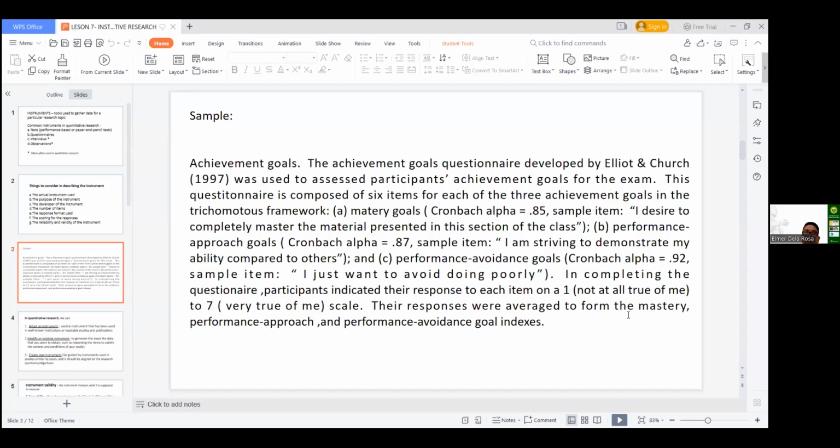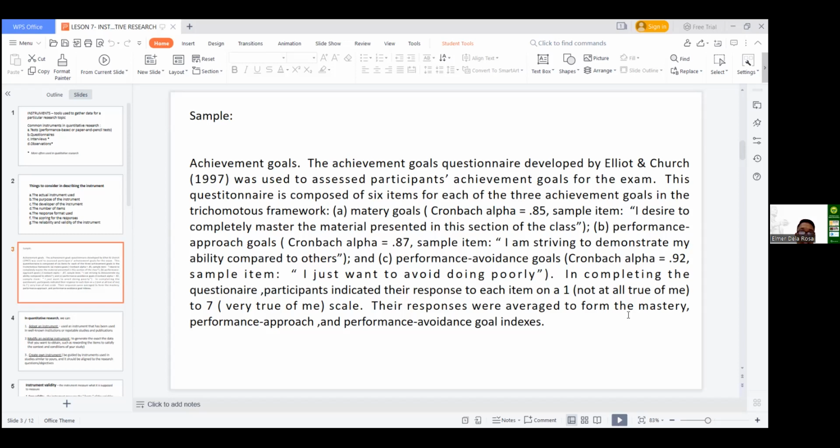On how the measure or instrument section of the paper was written. Maraming instruments ang ginamit. Marami siyang mga variables na sinukat. So, inisa-isa niya. Una, achievement goals. Then, period. So, sabi dito, the Achievement Goals Questionnaire developed by Elliott and Church, 1997. So, naka-state kaagad yung source, yung developer, o yung author.